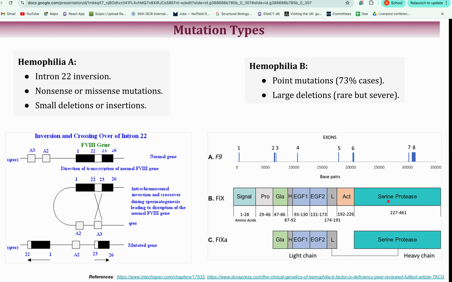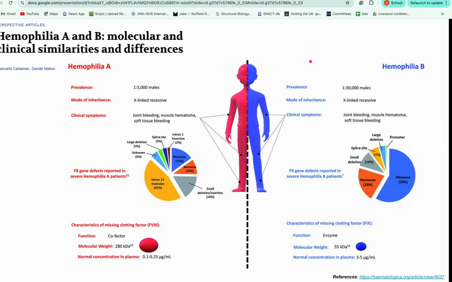So we have looked into how the 8 exons are present and what the different domains are in these genes. In factor 9, if there is a point mutation or large deletion, it leads to hemophilia B. This is another paper which talks about both hemophilia A and B, and what the molecular and clinical similarities and differences among them are. If you're interested, you can go into it. It is a detailed paper.